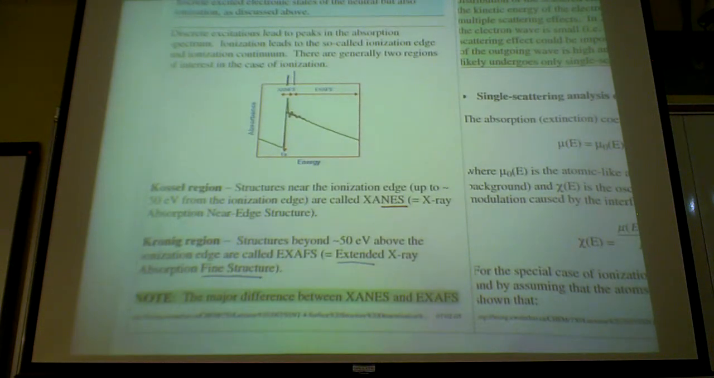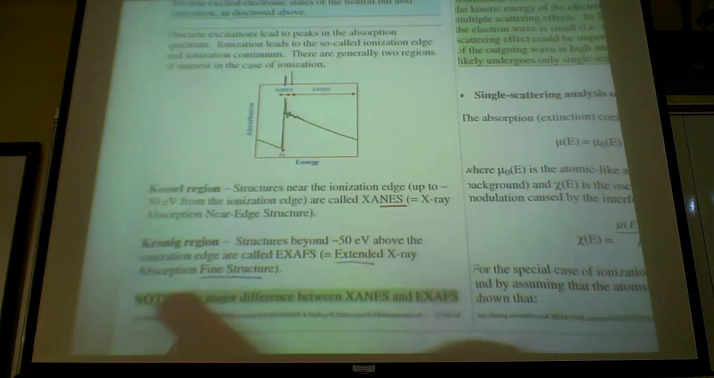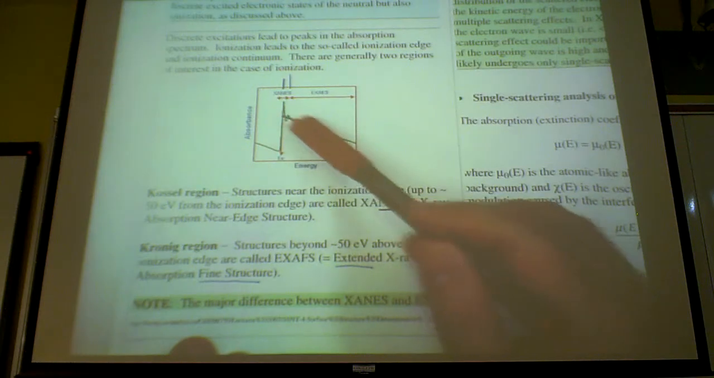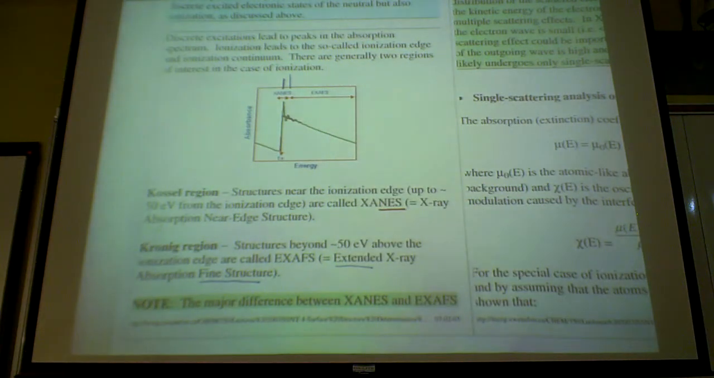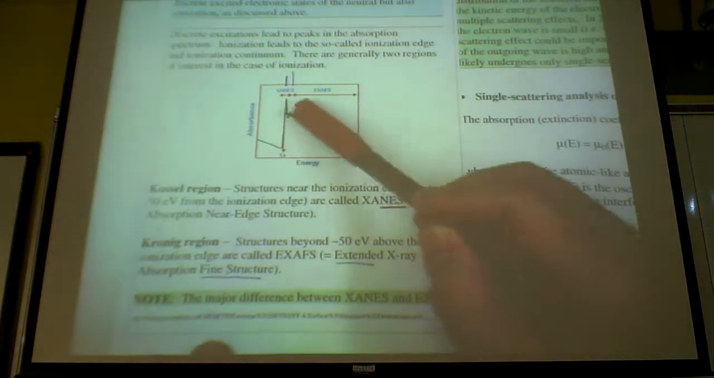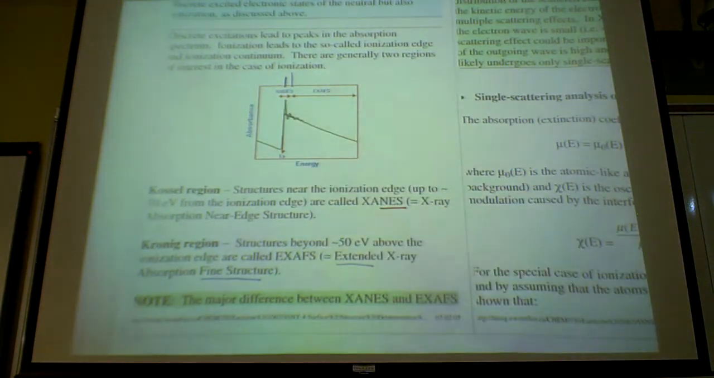But above 50 eV is called the extended region. The extended region is where people do XAFS. So you have extended X-ray absorption fine structure. This is where you see this little wiggle, less than 1% most of the time. If you are lucky, you get 5%. Okay? So this is the region we are interested in when talking about XAFS phenomena.